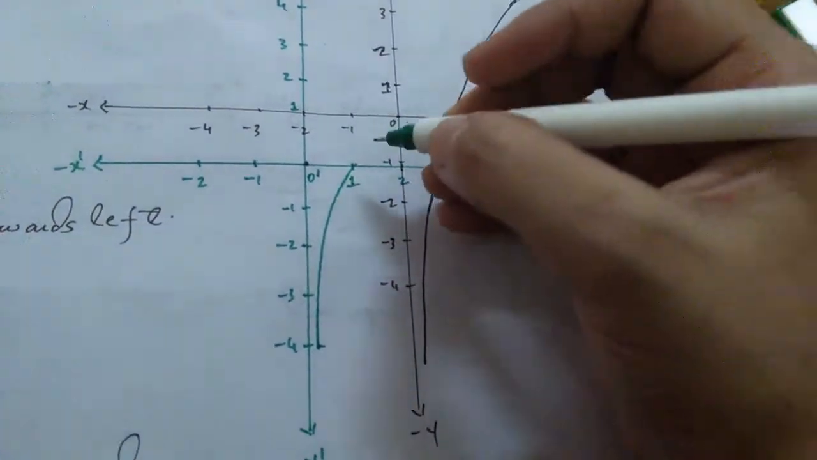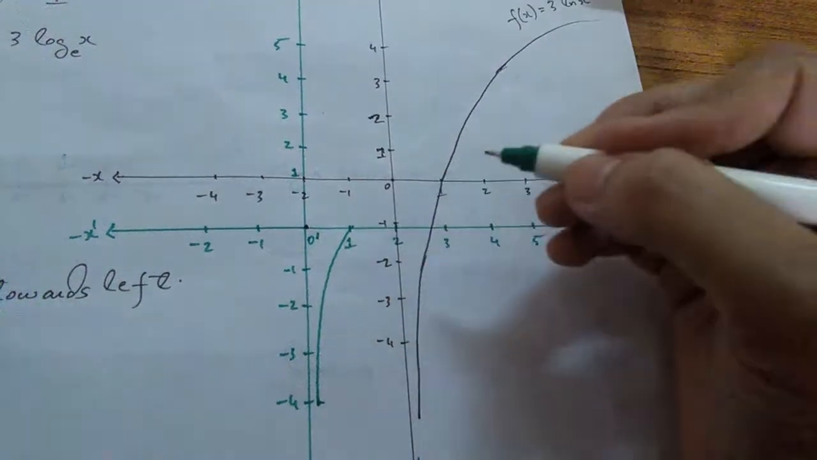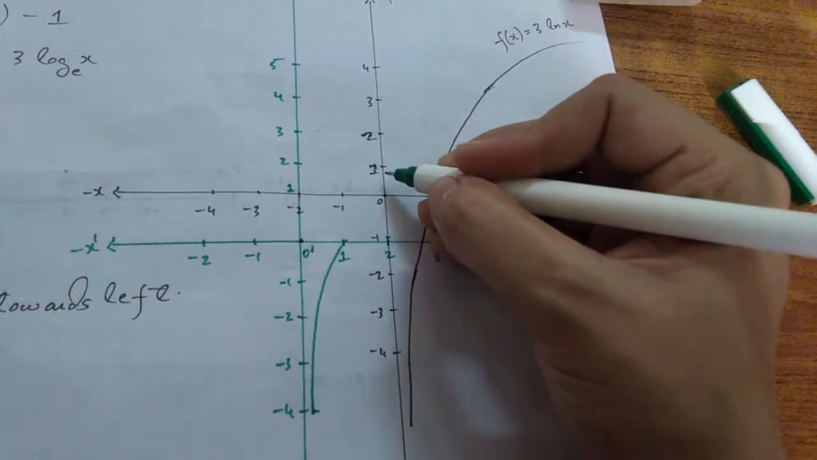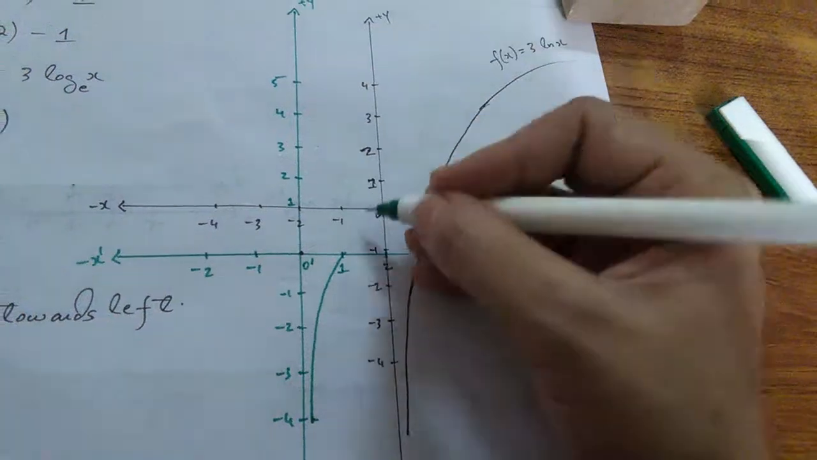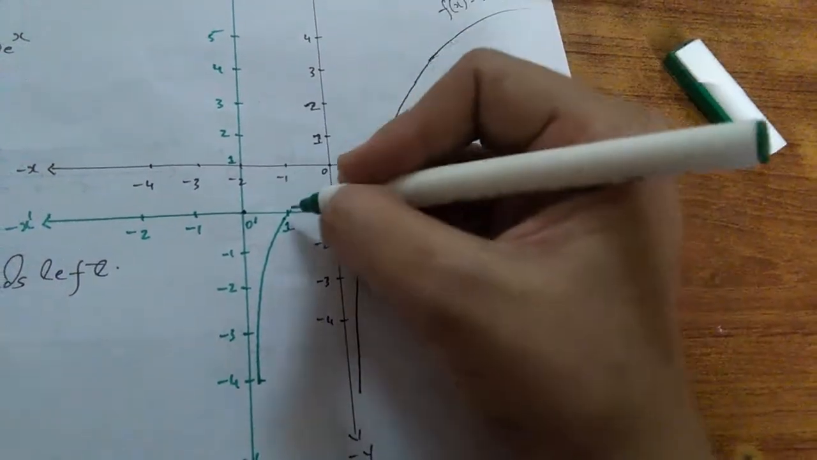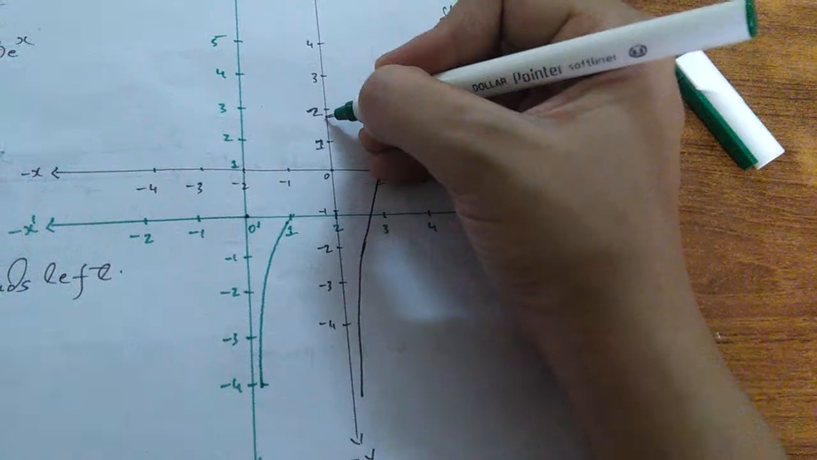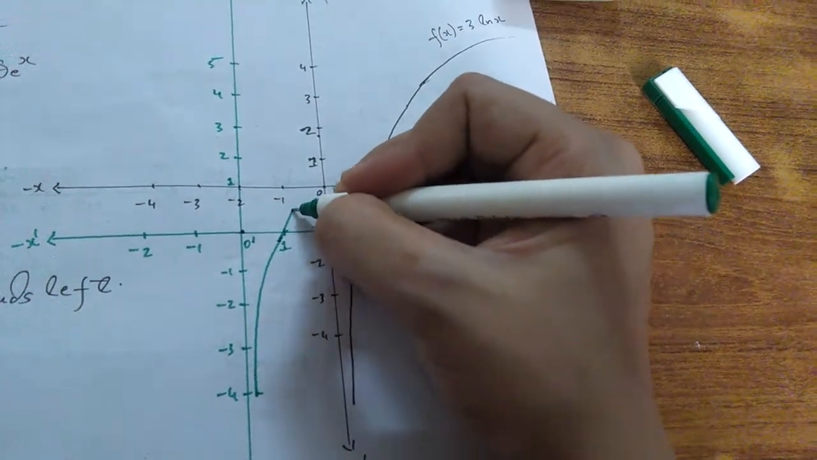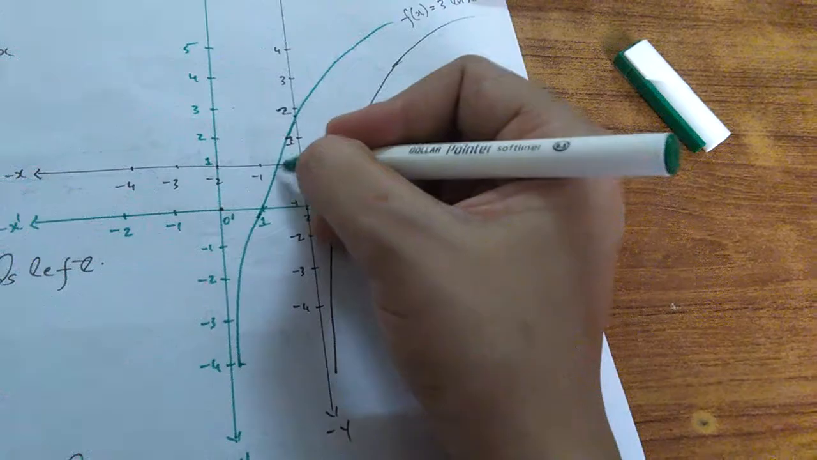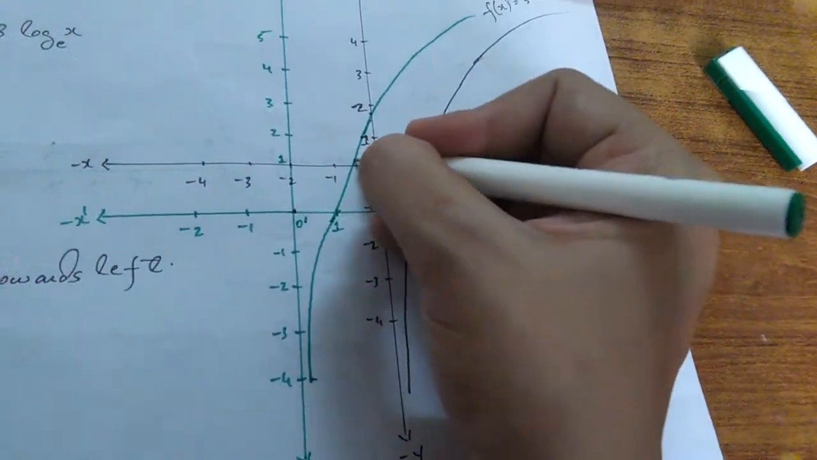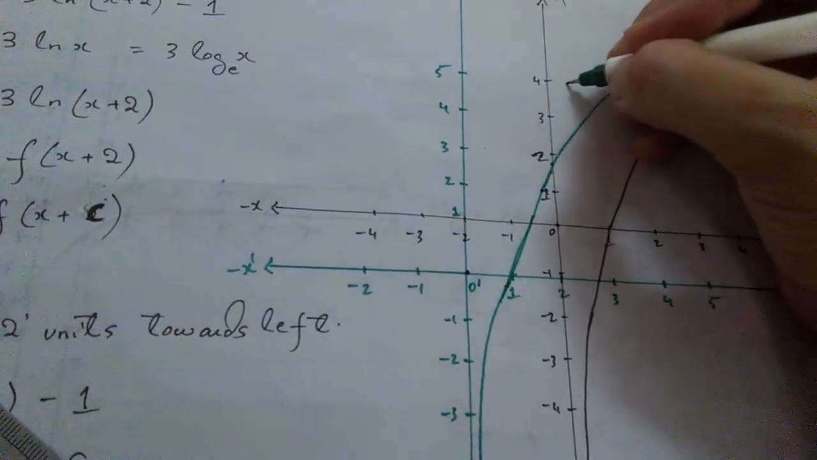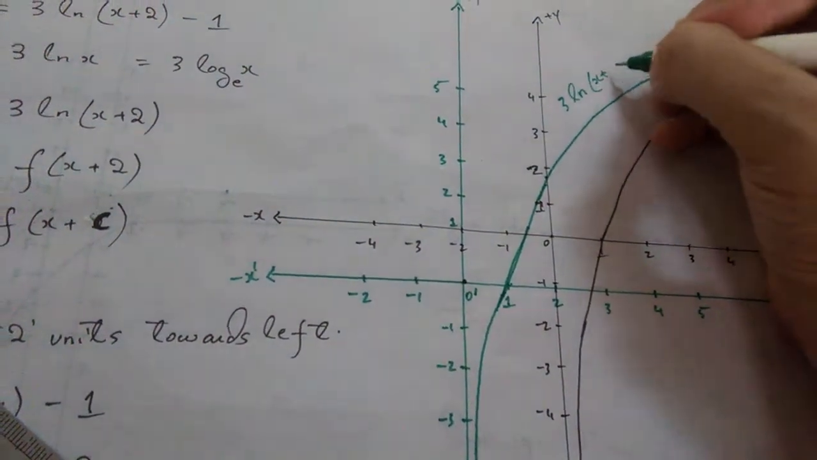Something like this. This is my 2, and with respect to this 2, the corresponding y is somewhere here. It's right below 3. It's a little bit messed up here, but I hope you can understand that. Something like this. So this is the graph of this function.